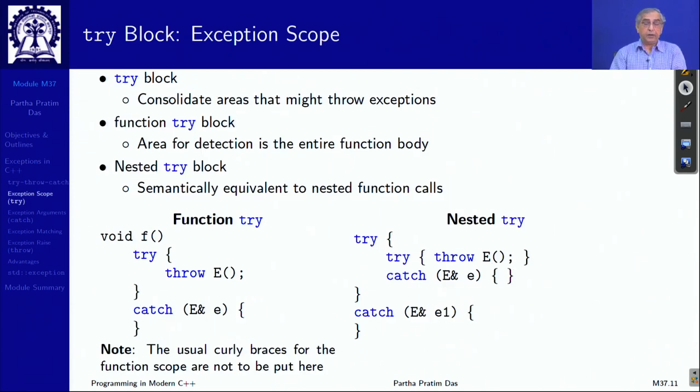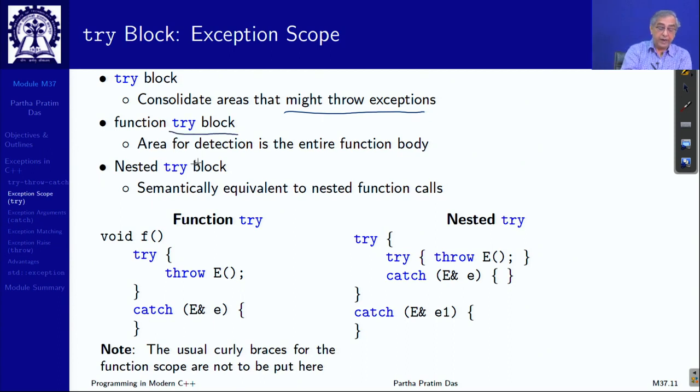Now, quickly on to some syntax stuff and basic definitions, just to consolidate. The try block consolidates the area that might throw exceptions. If you do not put code in the try block, you will not have catch clauses, and therefore, if such code throws, it will automatically be thrown up to the caller, because certainly there is no catch clause associated. So, it is good to put that.